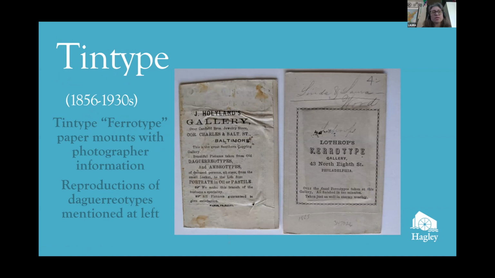These two tintypes have printed information about the gallery where the portraits were taken. The item on the left advertised the service of reproducing old daguerreotypes and ambrotypes. Ambrotype images on glass are susceptible to breakage, and the glass may exude salt components, which look like tiny droplets under magnification.